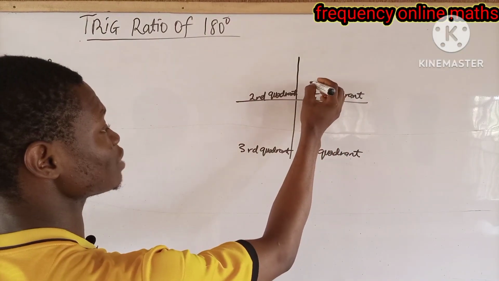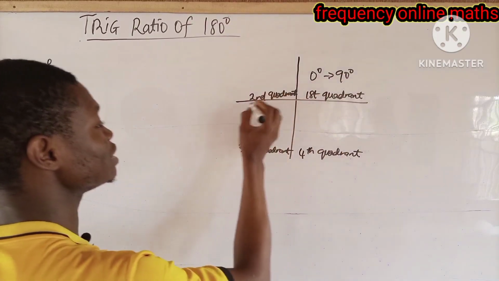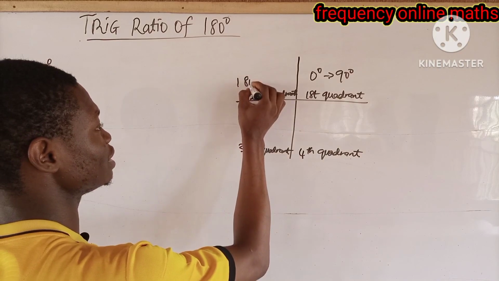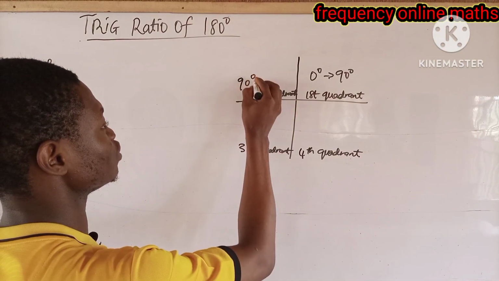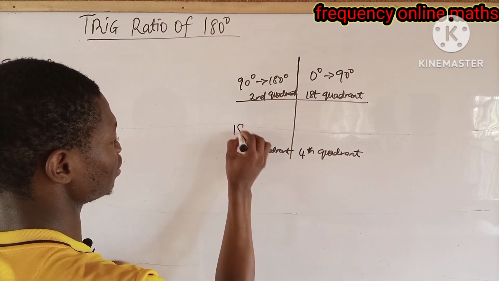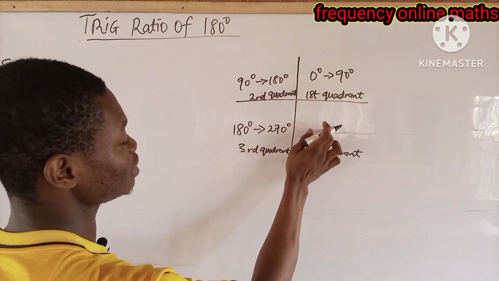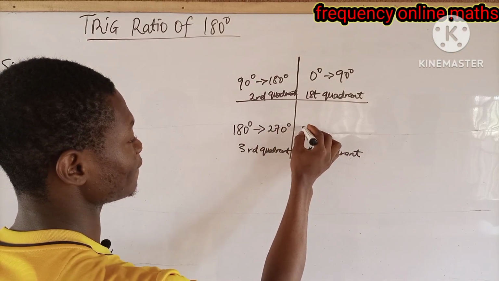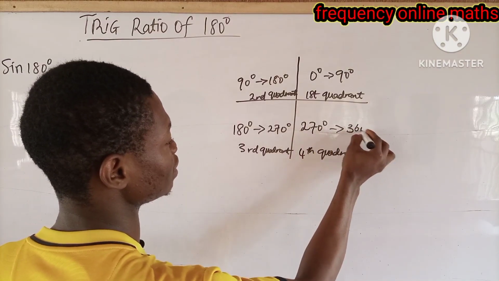The angles in the first quadrant are 0 degrees to 90 degrees. The angles in the second quadrant are, sorry, 90 degrees to 180 degrees. The angles in the third quadrant are 180 degrees to 270 degrees. The angles in the fourth quadrant are 270 degrees to 360 degrees.